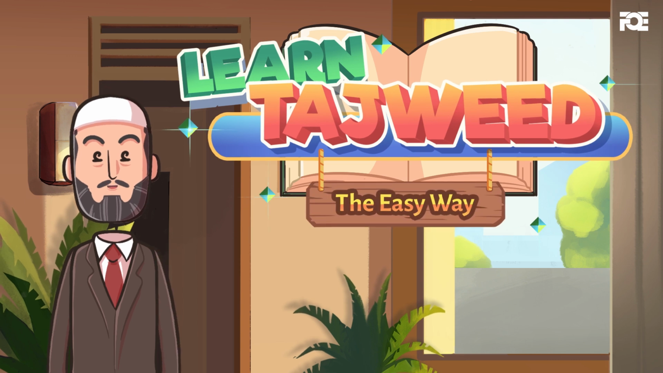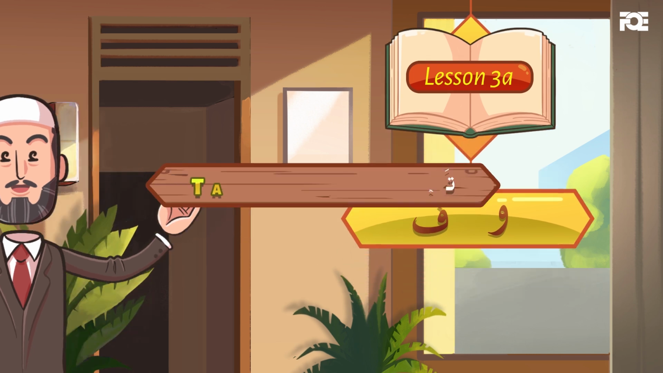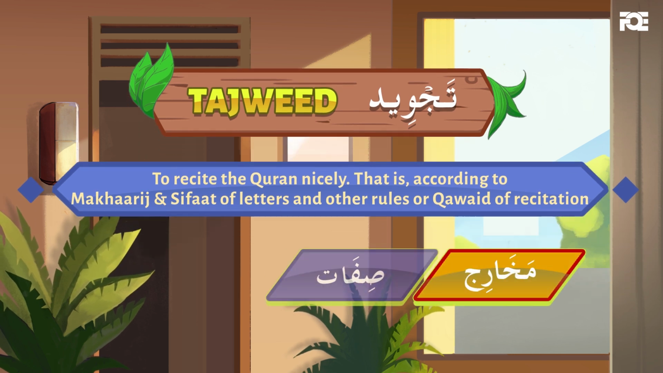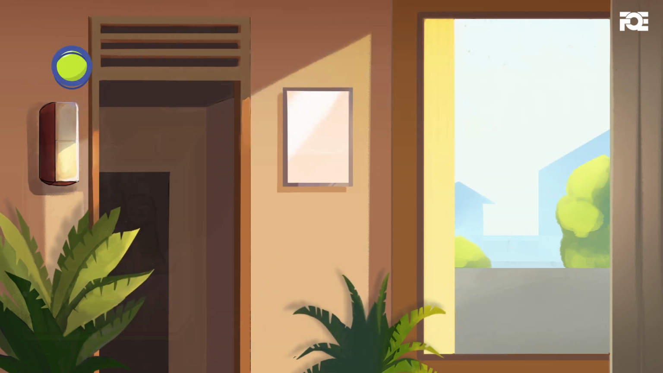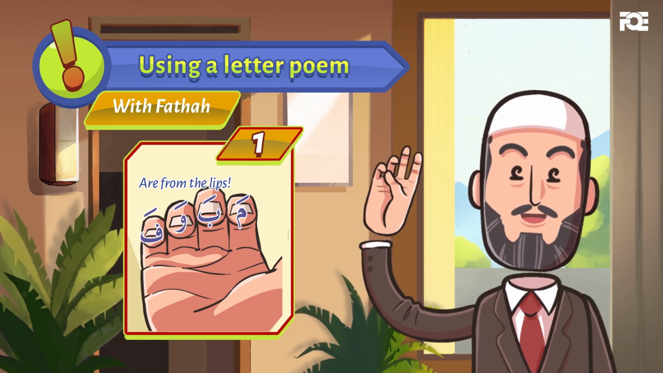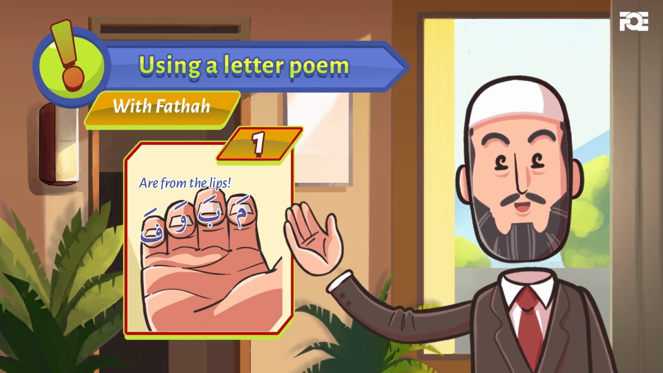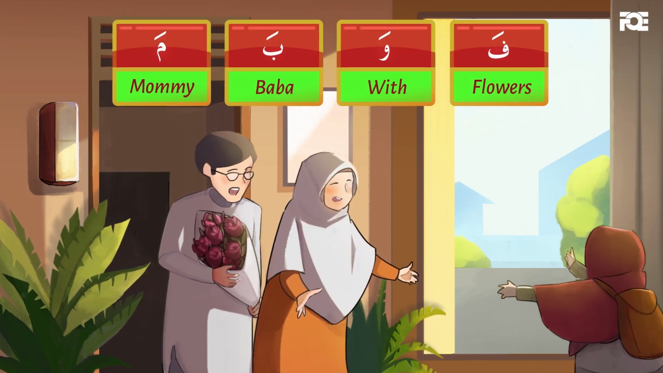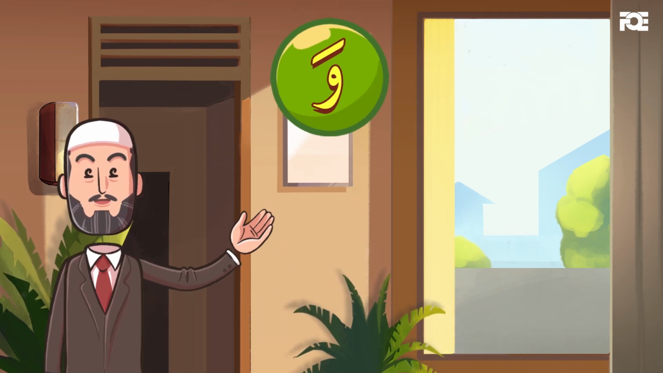Learn Tajweed the easy way, lesson 3a, in which we will learn the makharij of letters wa and fa. What is Tajweed? To recite the Quran nicely, that is, according to makharij and sifat of letters and other rules or qawaid of recitation. We have started with a letter poem. Ma, ba, wa, fa are from the lips. In the last lesson, we have learned the first 2 letters, ma and ba, which are very simple. To remember these 4 letters, we have this sentence, Mummy, Baba with flowers welcoming you because you are learning Tajweed.